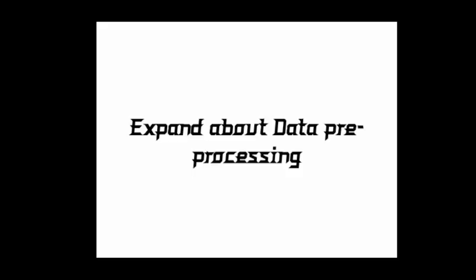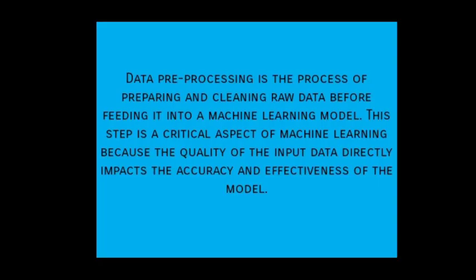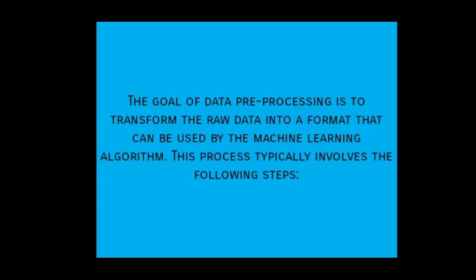Expand about data pre-processing. Data pre-processing is the process of preparing and cleaning raw data before feeding it into a machine learning model. This step is a critical aspect of machine learning because the quality of the input data directly impacts the accuracy and effectiveness of the model. The goal of data pre-processing is to transform the raw data into a format that can be used by the machine learning algorithm. This process typically involves the following steps.